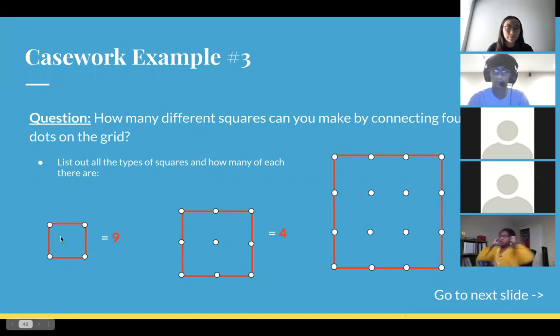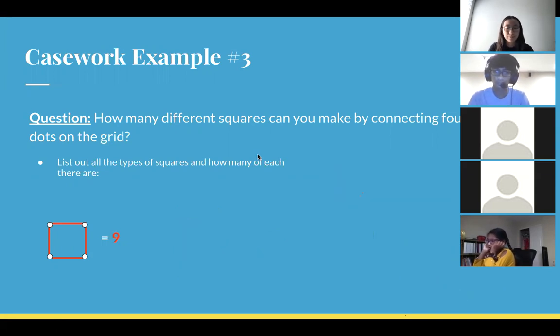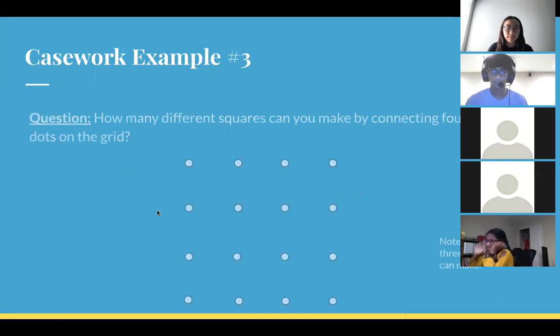So there's gonna be like 9 of those. Well, I mean, I saw 18, so I'm smart. 4 of those squares, and then 1 big square. If you look over here, you can see 4 of those squares with 1 dot in the middle.